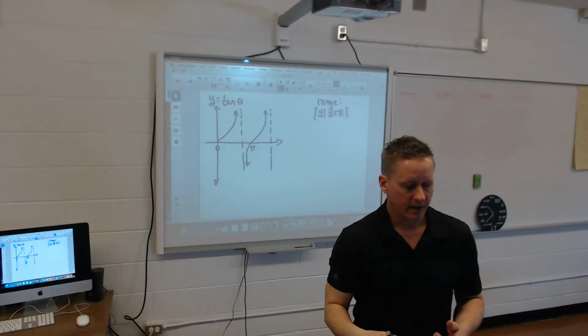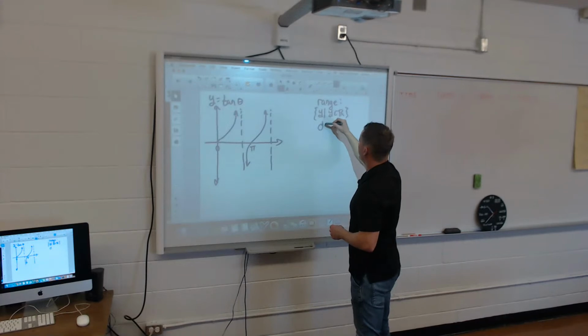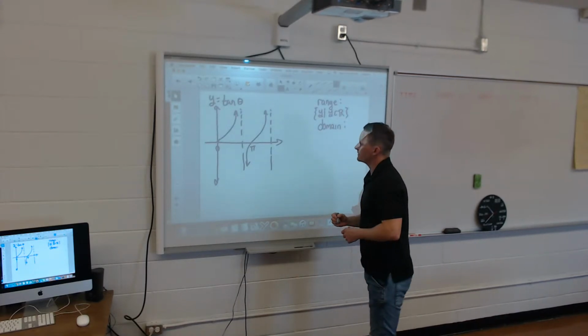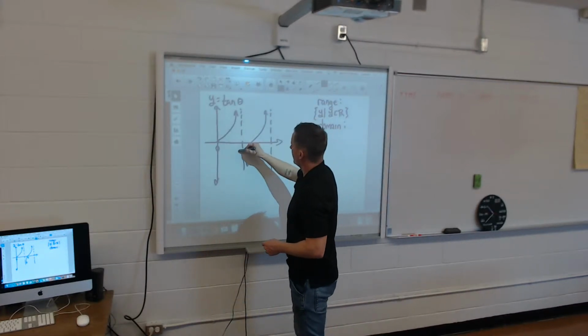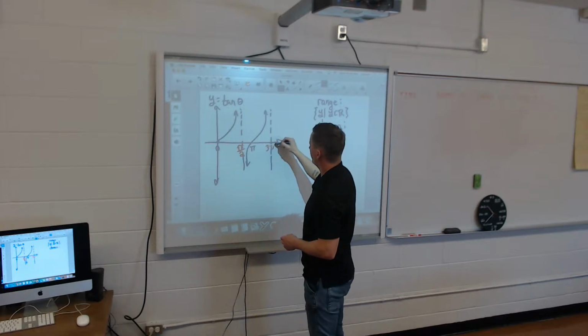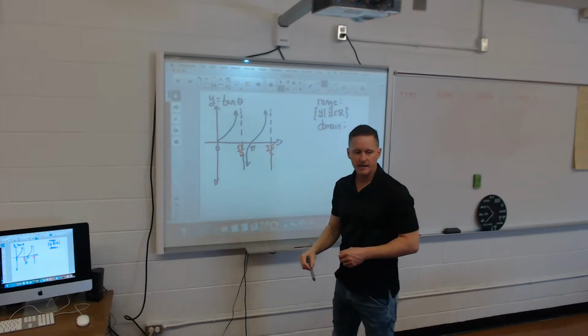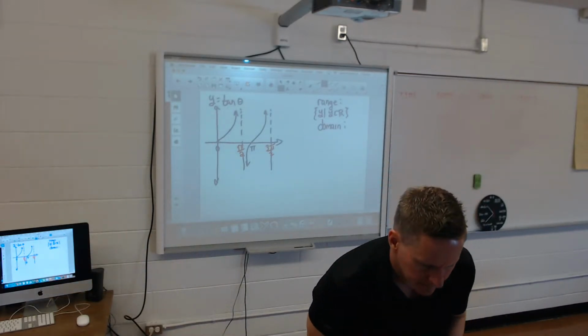My domain is a little more complicated. We do need to know it, and we do have to be able to write it correctly. So let's do this slowly. My asymptotes are at pi over 2, 3 pi over 2. The next one would be 5 pi over 2. Then I would go 7 pi over 2.